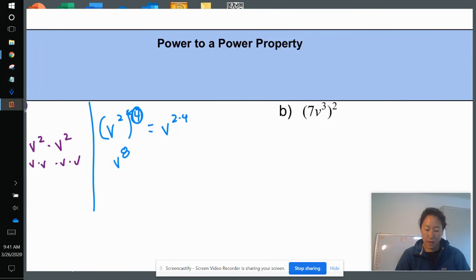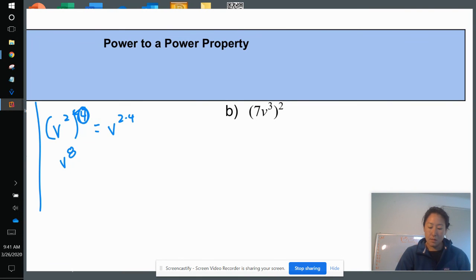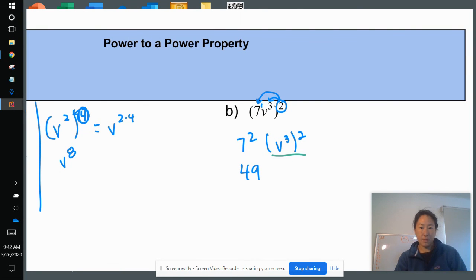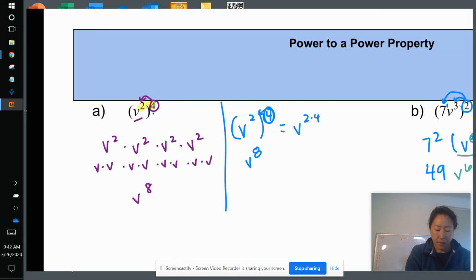Okay, so let's go ahead and do this next one. So what is being raised to the second power, because the power is on the outside? Everything inside. So the 7 really has a first power, and then the v cubed is also being raised to the second power. So what I have here is 7 squared times v to the third to the second power. Okay, so 7 squared is 49. And then how do I tackle this v cubed to the second power? Well, I go ahead and just multiply the exponents. So that would give me v to the 6th power. And we're done.